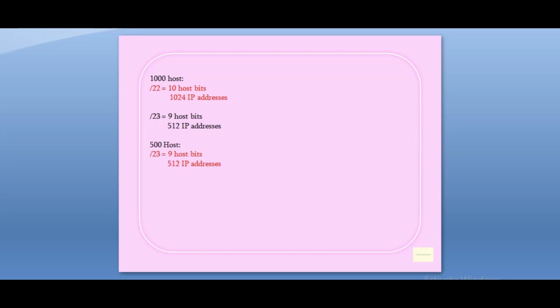Now onto the next subnet with 500 hosts. /23 has 9 host bits, which gives us 512 IP addresses, which is enough for our requirement. Lastly, for the subnet with 200 hosts, /24 has 8 host bits, which gives us 256 IP addresses, which does fit our requirement. Now that we have our prefixes, let's take a look at the range.